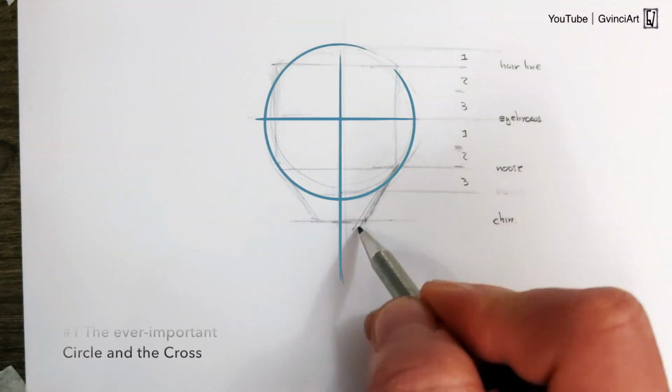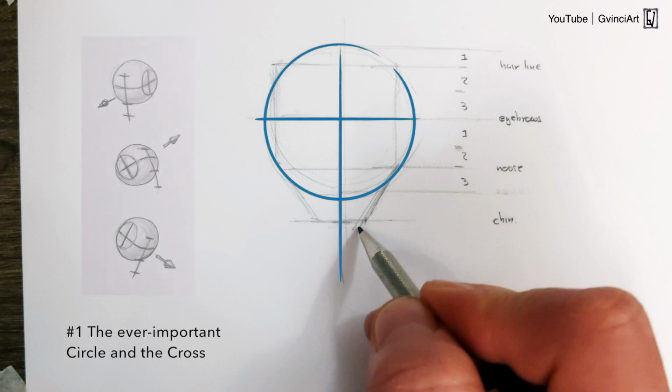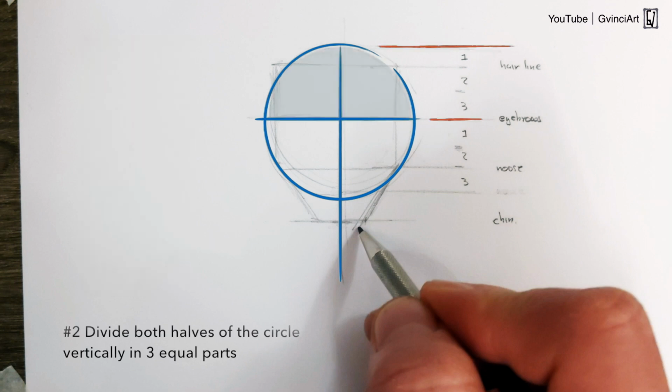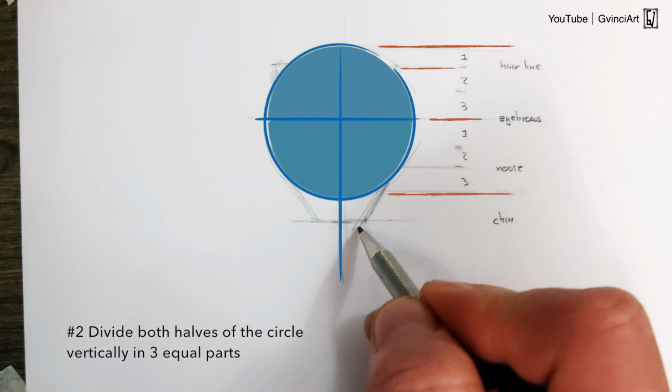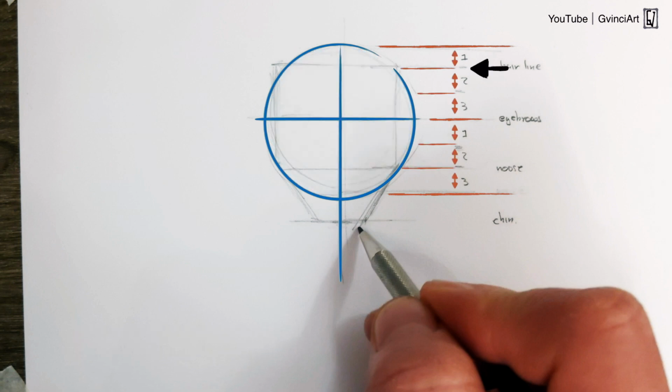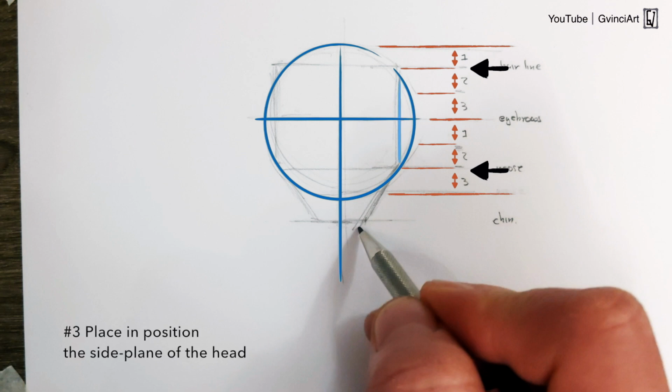Everything starts with the ever important circle and the cross. The cross will help you to keep the face symmetric and will tell you what direction the face is looking. Now divide the circle in two. The top part you divide in three and the bottom part you also divide in three. These two points here determine the position and the length of the side plane of the head.